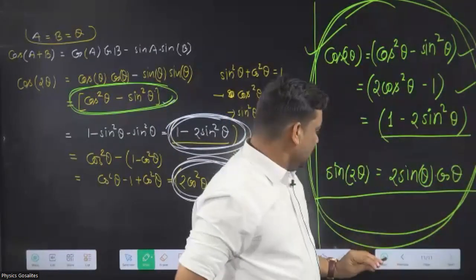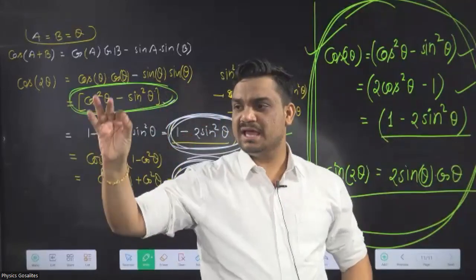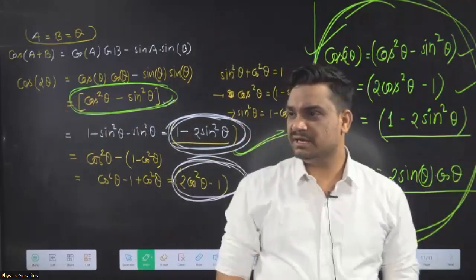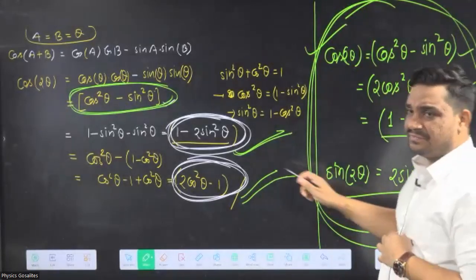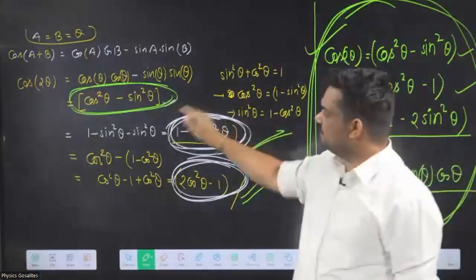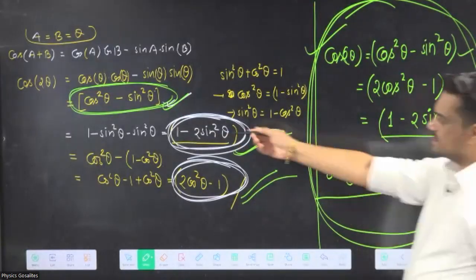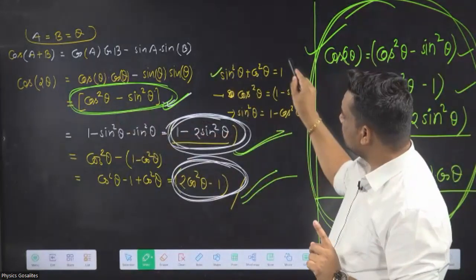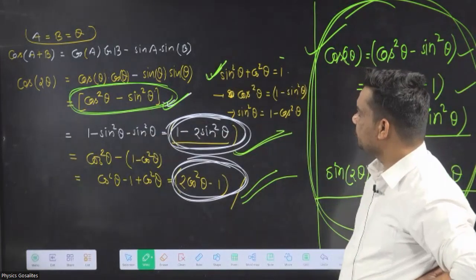Right. Next one: small angle approximation. Sir, once explain the 1 minus 2 sine square theta formula. Listen, this one we derived: cos square minus sine square. I know sine square plus cos square is what? 1. This identity we know.